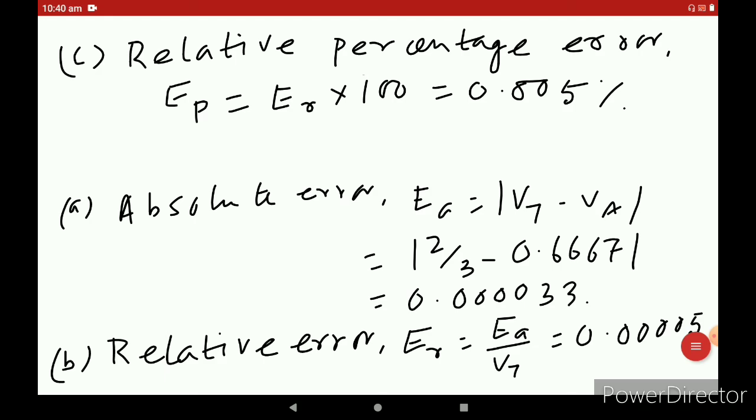Okay, so you can easily find out the absolute error, relative error, and relative percentage error by this formula.